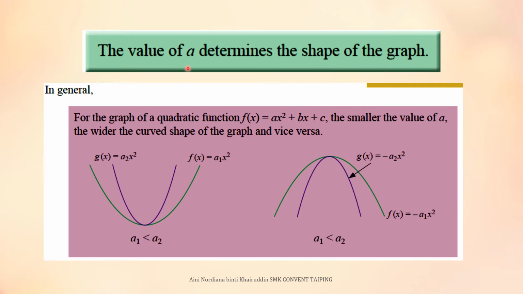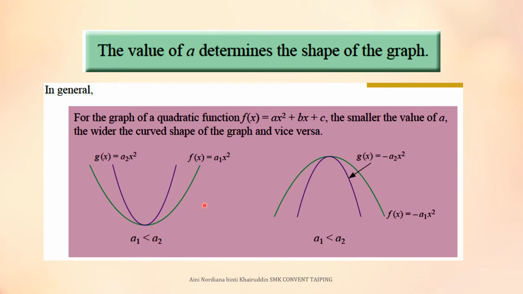The value of a determines the shape of the graph. The smile shape graph is for a greater than 0. For the frown shape graph, the value of a is less than 0. This is what we learned from the previous video, part 1.